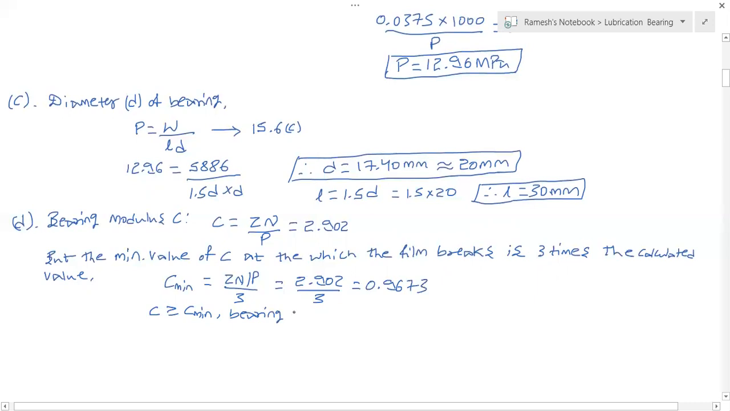the bearing operates. From this, we will come to know whether it operates in hydrodynamic condition or not. If C is greater than the minimum bearing modulus, it will be operating under hydrodynamic condition. Therefore, the bearing operates under hydrodynamic condition, that is hydrodynamic lubrication.